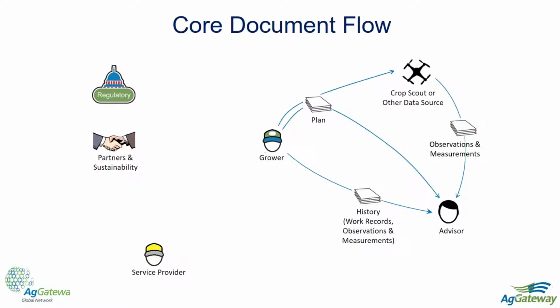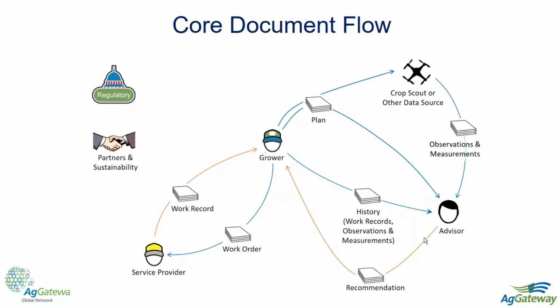Now the advisor, armed with all that information, produces a recommendation. So the advisor sends a recommendation to the grower. It's important to note that that recommendation isn't something that is set in stone. The grower and the advisor might trade some of these recommendations back and forth, successive versions of it, until the grower is satisfied. Then the grower sends a work order over to the service provider. The service provider performs the field operation. The work record comes back to the grower. In turn, the grower can send reports to commercial partners or regulatory agencies, these reports being derivative works from a use of the core documents.